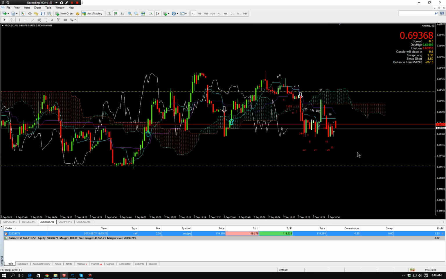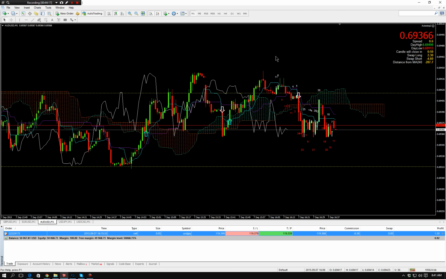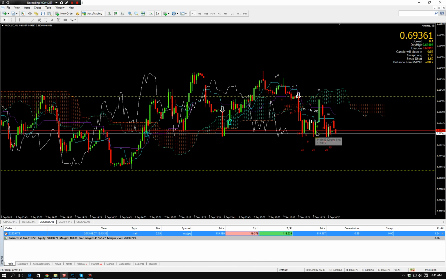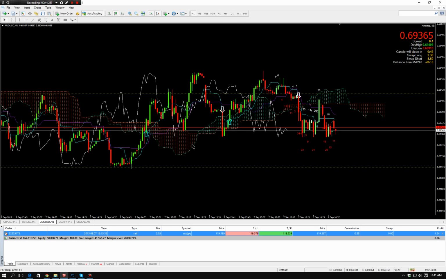Let's go back to where we were. If it's ranging, you're going to see bullshit like this. It's going to come out of the cloud and reverse immediately. Come out of the cloud, reverse. You're never going to get your full run with momentum because there isn't much momentum in either direction. It's just bouncing back and forth like a ping pong ball bouncing down a pipe.